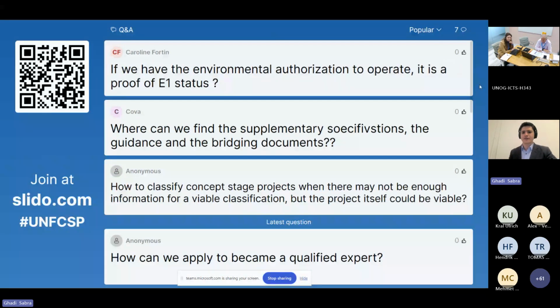Now the third question: if we have the environmental authorization to operate, is it proof of E1 status? Maybe I can pass this to Slavko to answer. Thank you. Well, definitely yes. If you have authorization, you have a permit, this is the E1 status. But the E1 status will also include the social and economic part. So you would need to add the other information and see if the other parts of information are also E1 status. Thank you, Slavko, for answering.